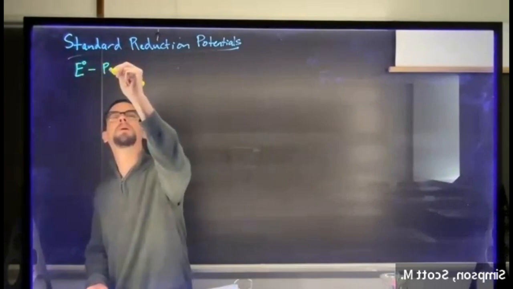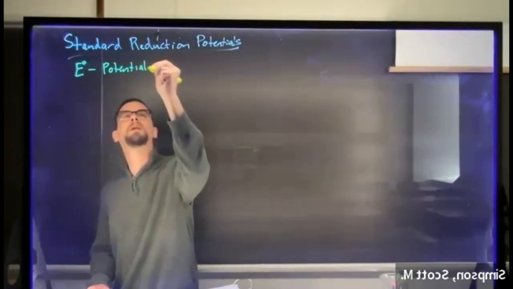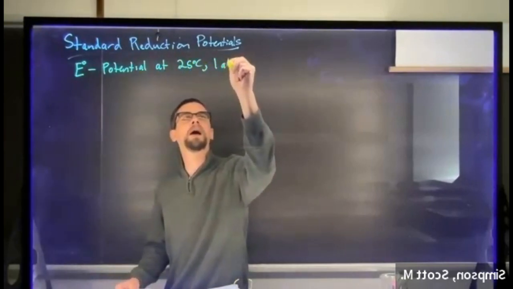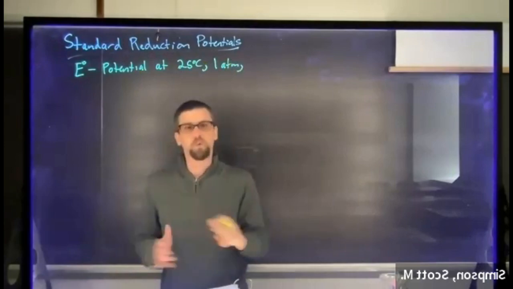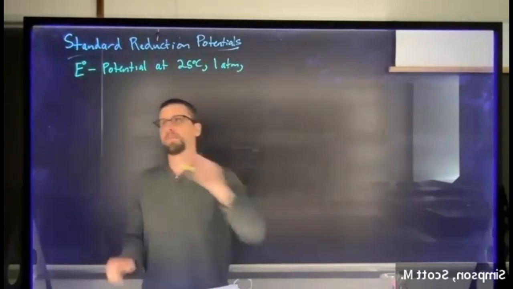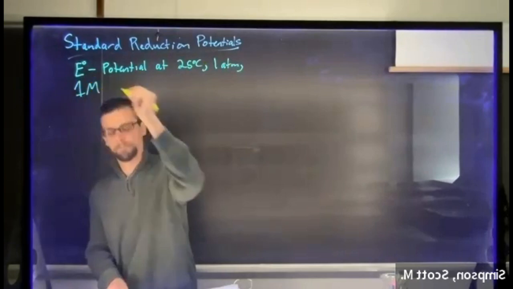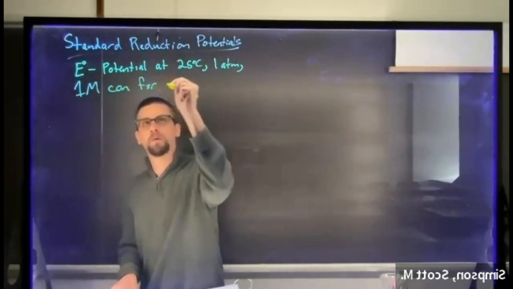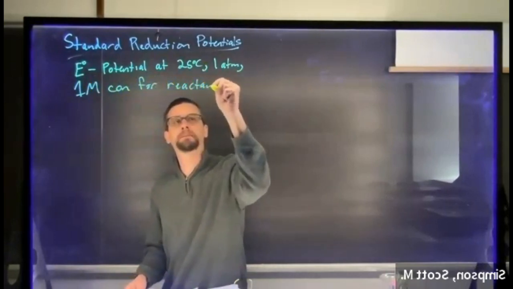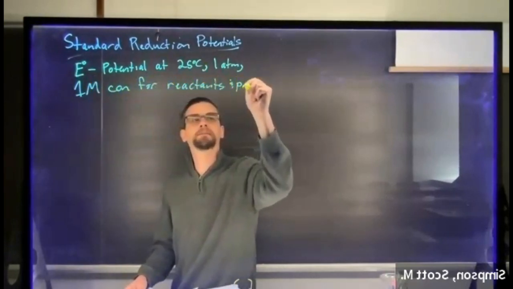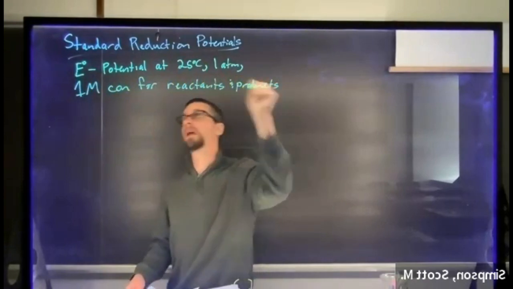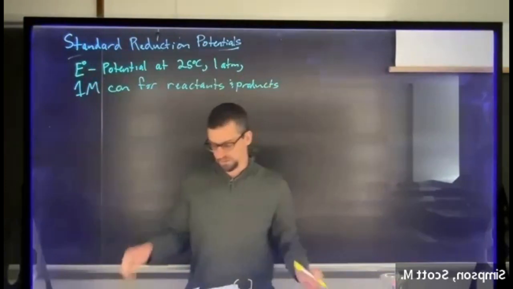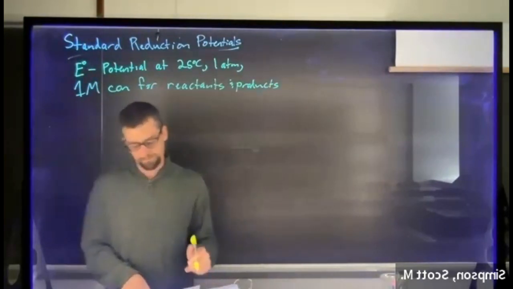It's the potential at 25 degrees C, 1 atmosphere of pressure, and where everything is at 1 molar concentration, for reactants and products. Hence, that little naught symbol up there lets you know that it's under standard conditions.